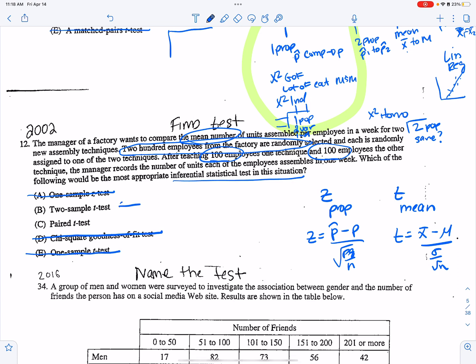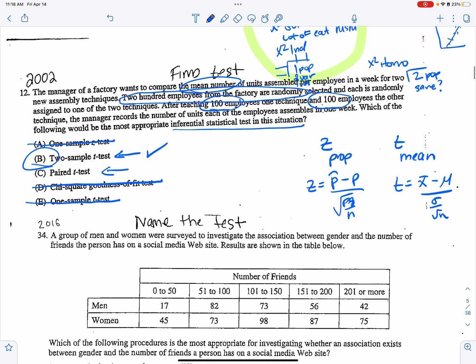So now I have to check, is it paired or is it two sample? Well, let's look. Is the sample independent? It says 100 employees, one technique, 100 employees, another technique. There's no connection to these employees in any aspect as far as what I'm measuring. And so therefore, I am going to say it's a two sample.